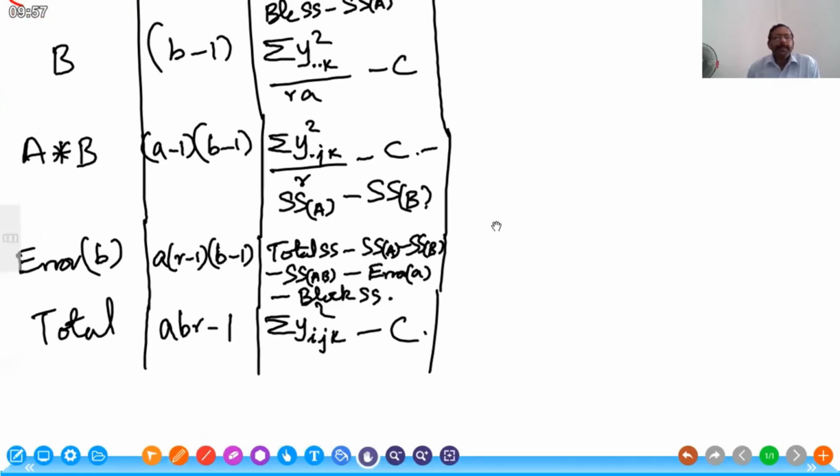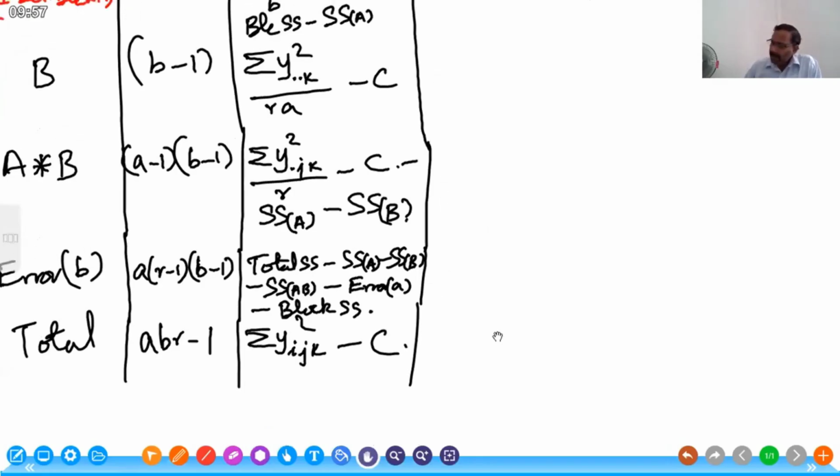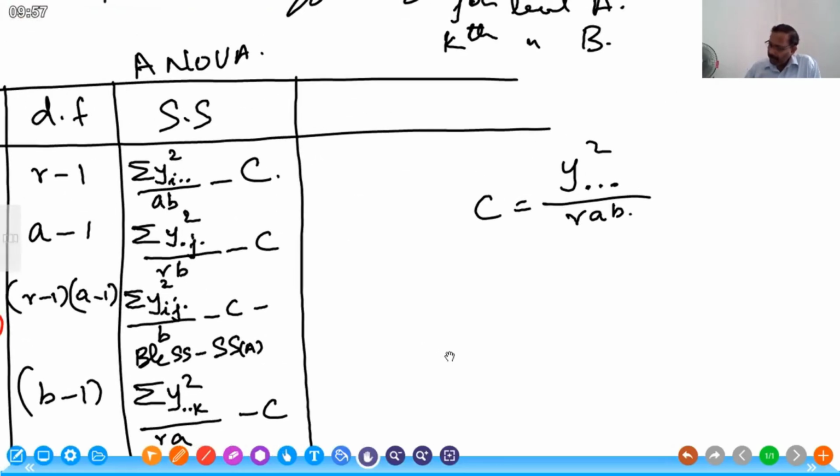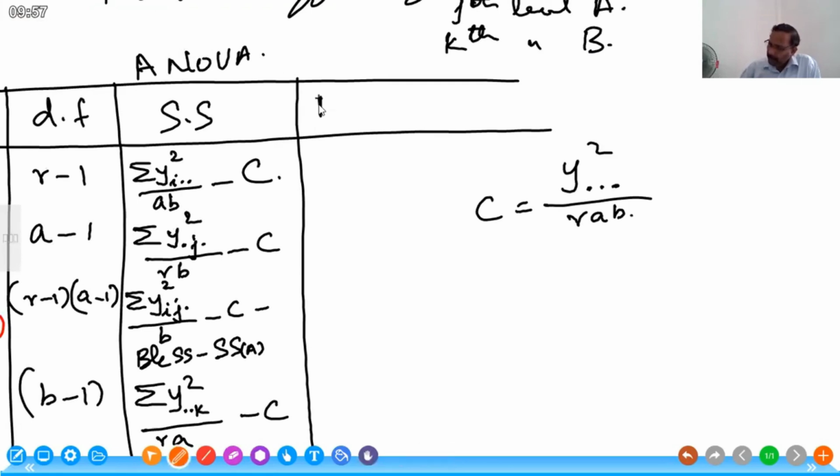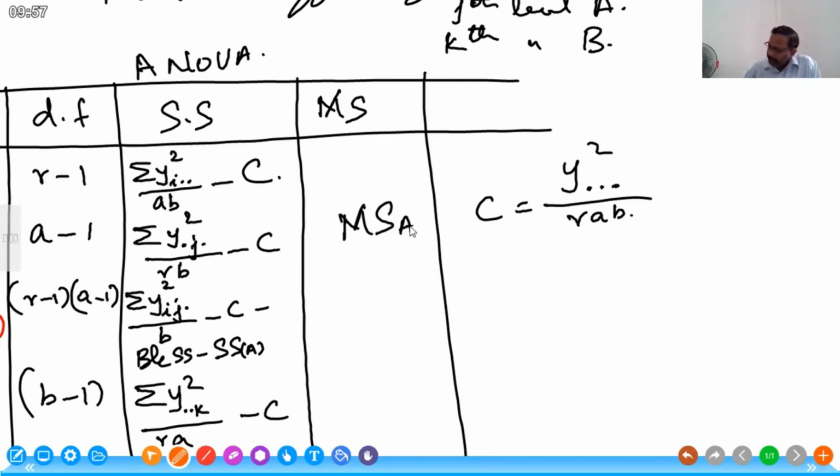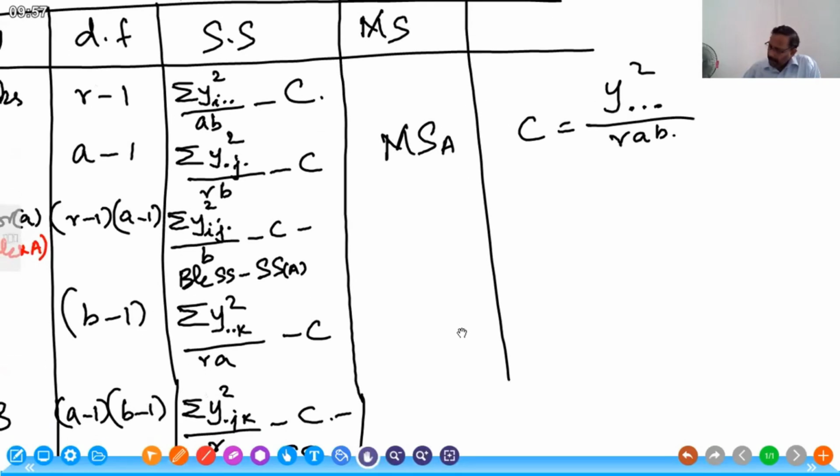Okay. Now, mean square is simple. As you all know, we can calculate the mean square, not a problem. Usually mean square is not necessary for block, but I will put mean square for A. You can calculate the rest of the mean squares. Mean square for error A, that also you can calculate.